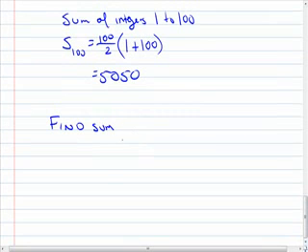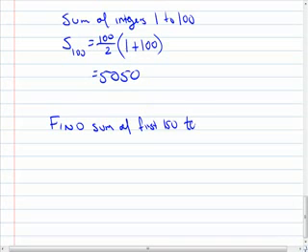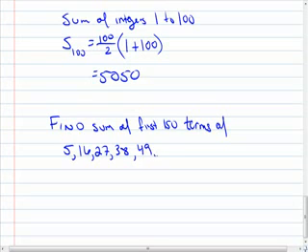Find the sum of the first 150 terms of the sequence that goes 5, 16, 27, 38, 49. Two-part problem. Find the sum of the first 150 terms.